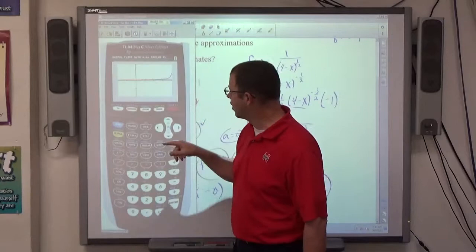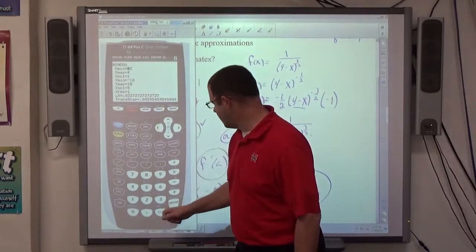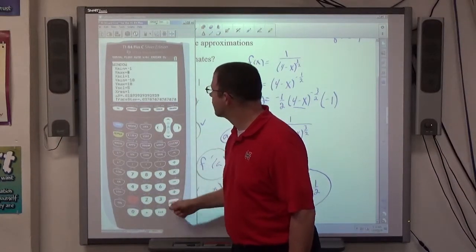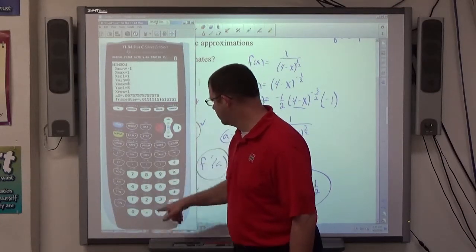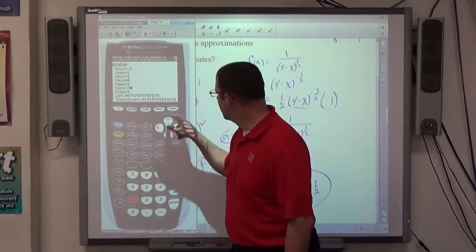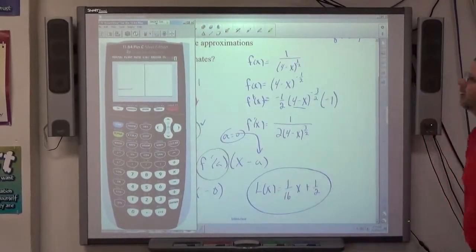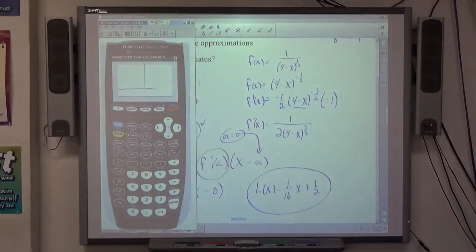So if we focus in on that, let's just go from -1 to 1, and let's go from 0 up to 3. Now let's go to 2. Hit graph, see what happens. All right, there's my function, 1 over the square root of 4 minus x, and there is my tangent line.